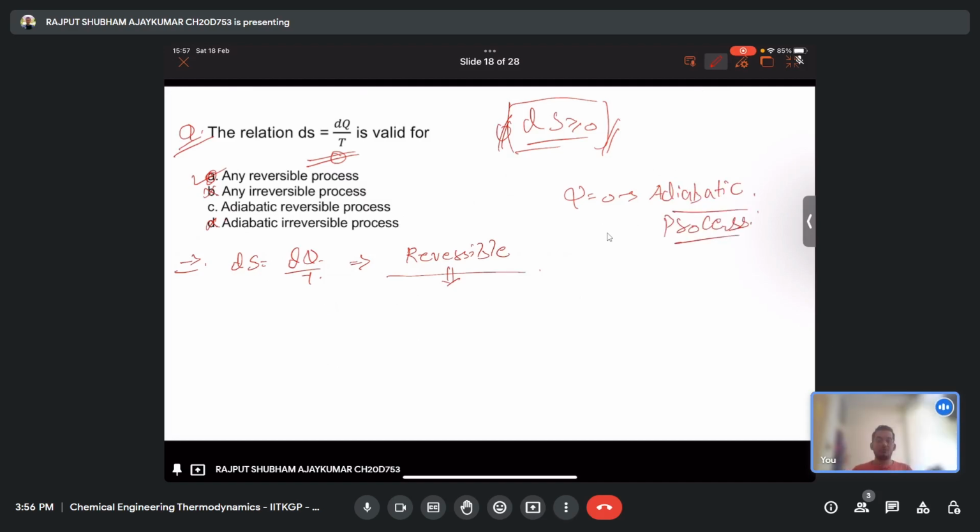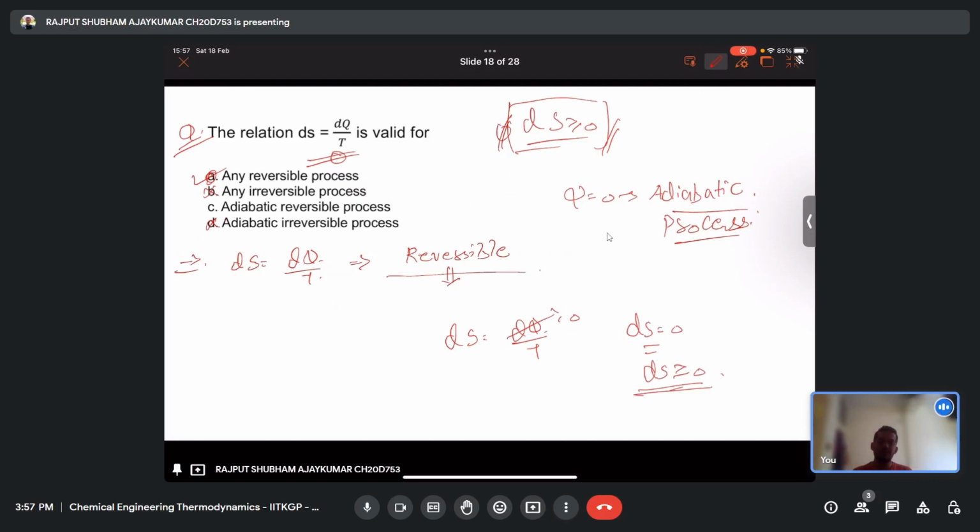Okay, so if q tends to 0 or q is equal to 0, the process is adiabatic; there is no heat flow in and out of the system. So what will happen is that ds equal to dq by t comes up to 0, and ds equal to 0. And we mostly say the entropy of the universe goes on increasing, so it will be greater than or equal to 0.